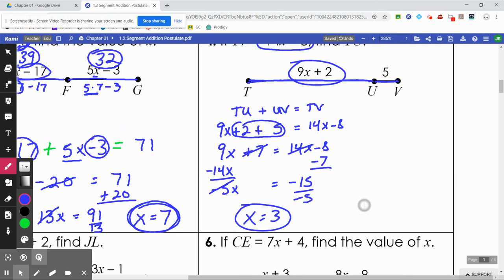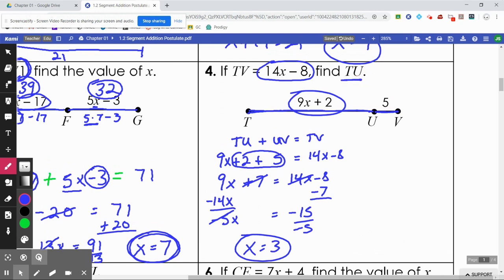Now, is that what they ask you to find? Do they say find x? No. And this is probably one of the most commonly missed things in all of geometry: not reading the directions, not looking for what we're supposed to look for.